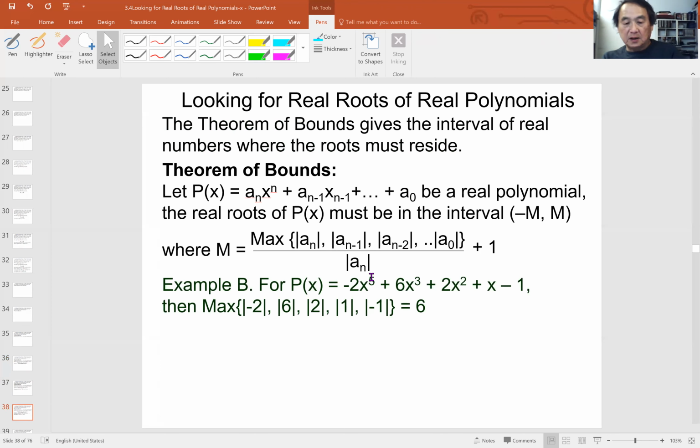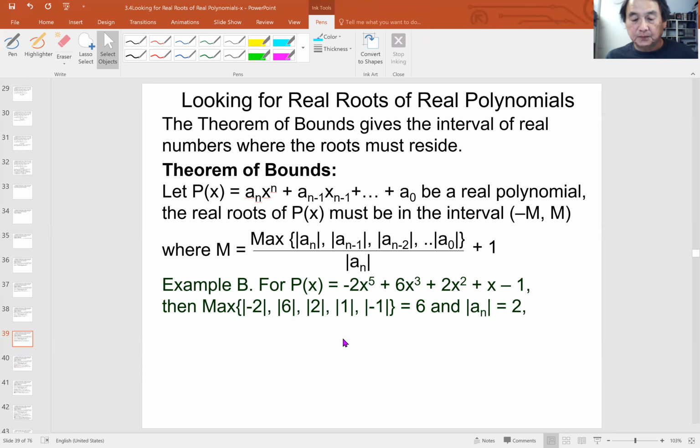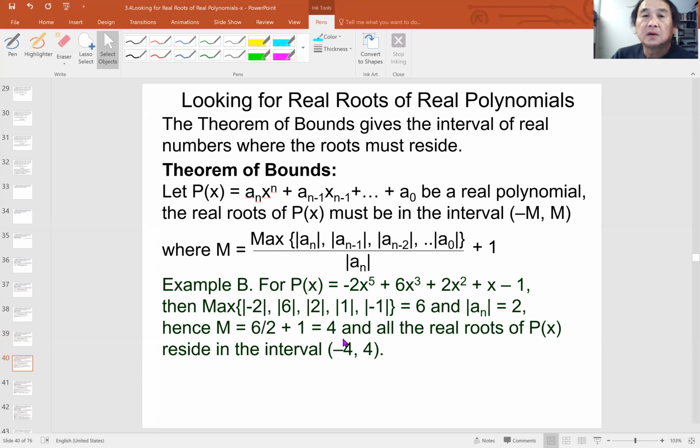So for example, if I list the coefficients of this polynomial, the biggest one is 6. So take the biggest number, divide by the first number, which is 2, the very first coefficient, and then add 1 more to it, which gives 4. And it tells you the real roots for this polynomial must be between 4 and minus 4, somewhere in there. So don't look for them outside, at 5 or 6 or 7.